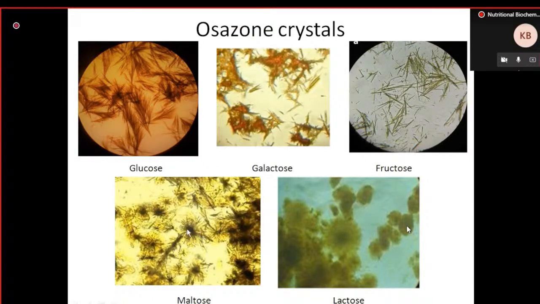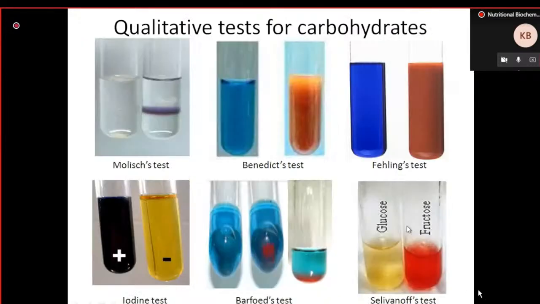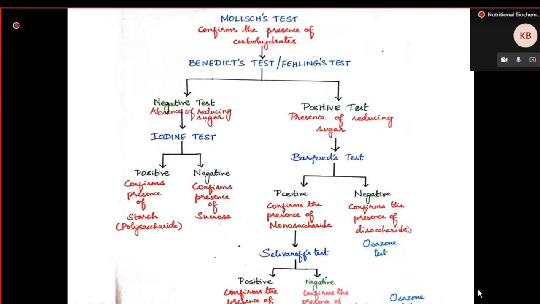If you get sunflower shaped crystals like this, maltose. If you get ball shaped crystals like this, lactose. Okay, so this is how you will do it in a lab systematically. You will not do all the tests for all the unknowns given, you have to start.